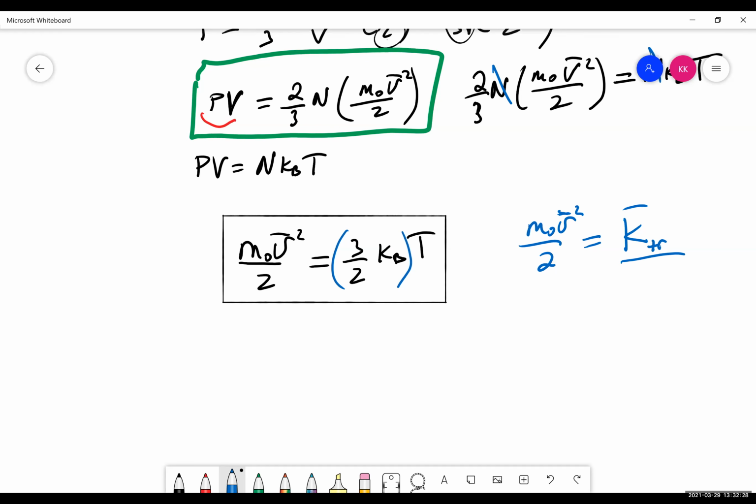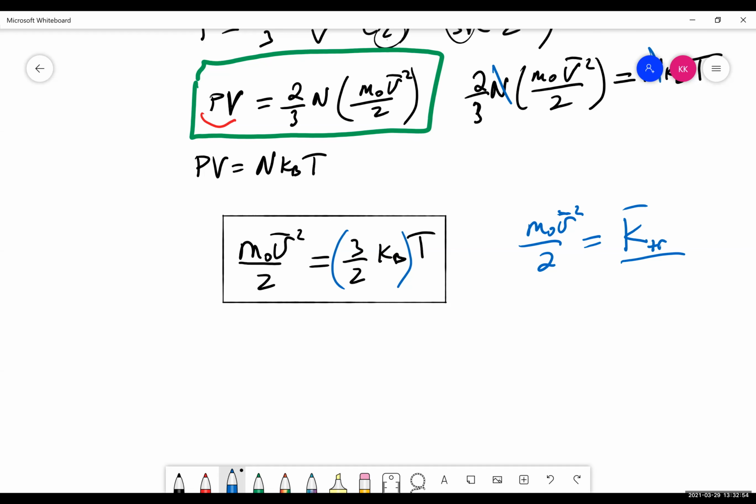Remember, we're still looking at the average translational kinetic energy. The reason I said translational is that we are more or less ignoring the rotational kinetic energy, the vibrational kinetic energy, and things like that. That means we are only looking at translational, that is, kinetic energy due to linear motion.